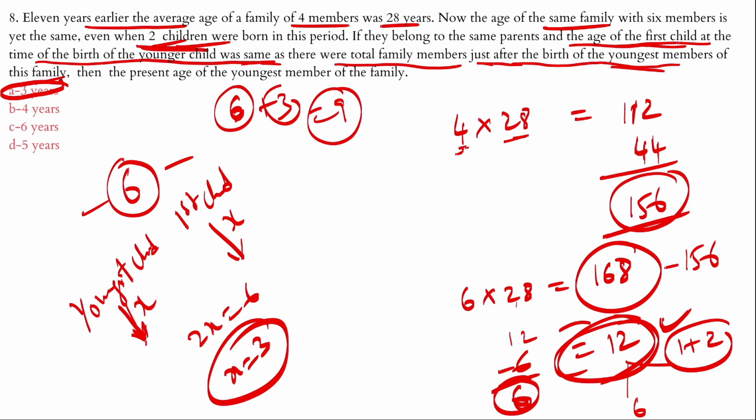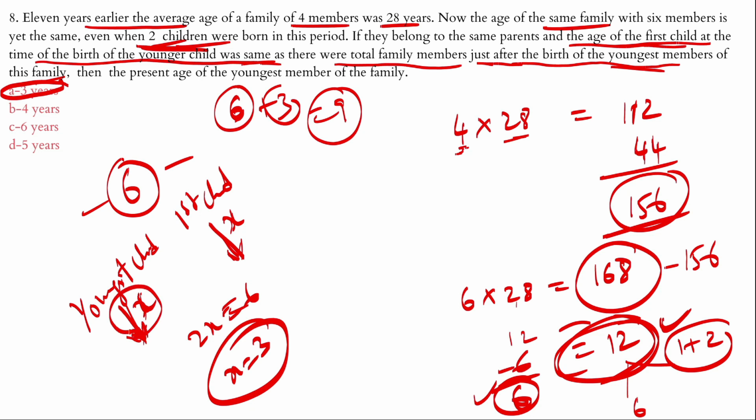That's the reason why we have taken this equation, because after the birth of the youngest child, if the age of the youngest child is increased by x years, then simultaneously the age of the first child will also be increased by x years. So 2x will be equal to this remaining value 6, x is equal to 3.